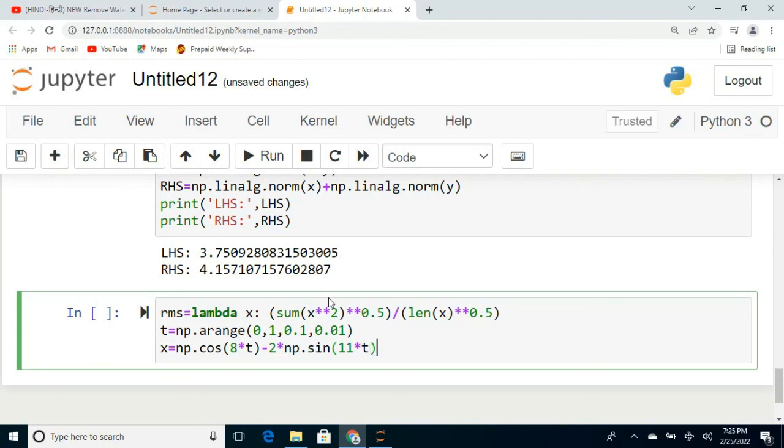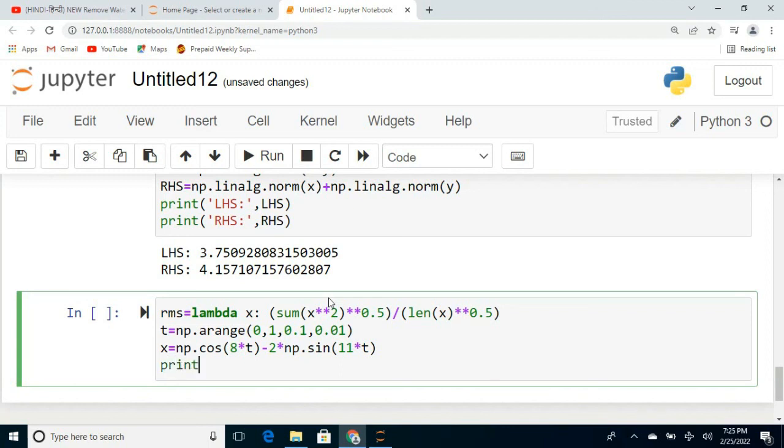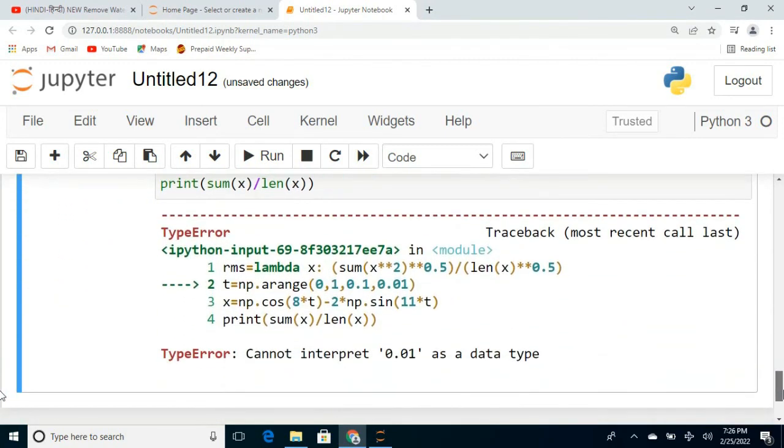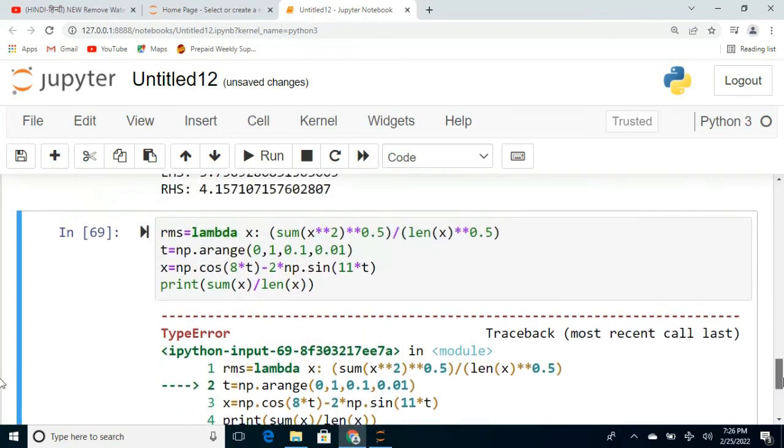And now x is equal to np, and now we will write print, inside the parenthesis we write sum of x divided by len of x. Okay, this is the way, and we will press control and enter. Of course there is an error: cannot interpret 0.01 as datetime.